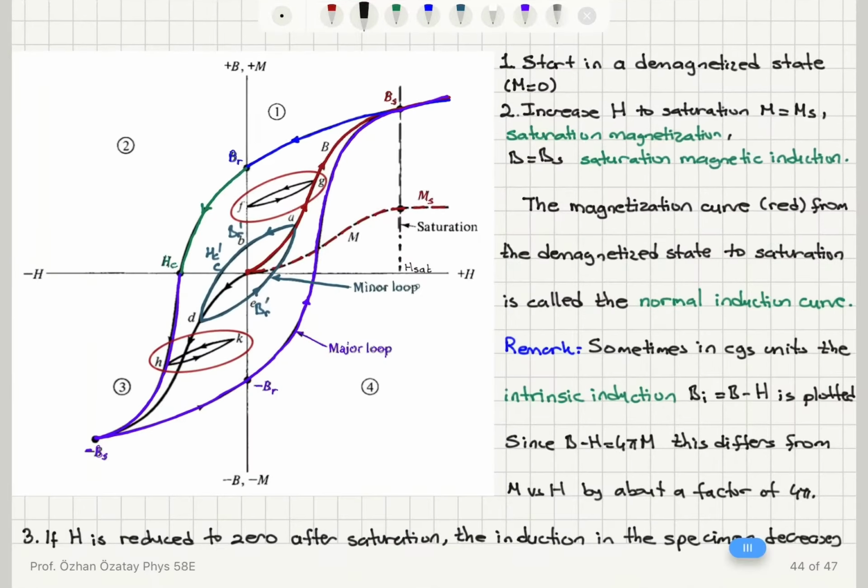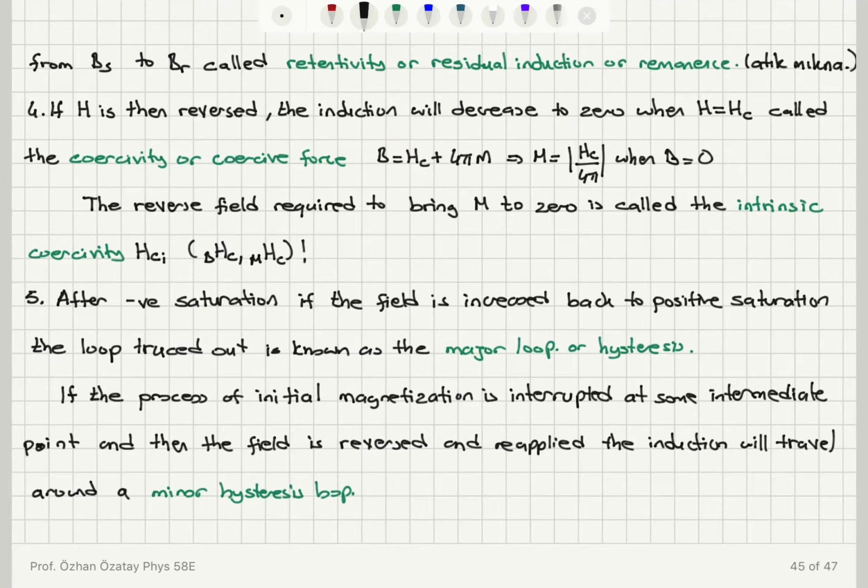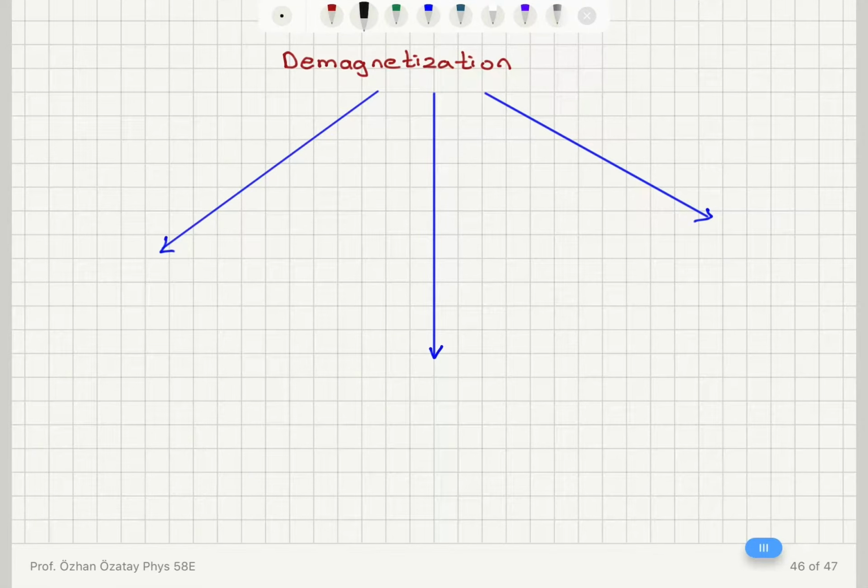But then when we go through the magnetization process, as you can see, the hysteresis loops show us that it's almost impossible to go back to this zero magnetization state, which is called the demagnetized state. That is actually not true. There are several methods to go back to this zero magnetization state or the demagnetized state.